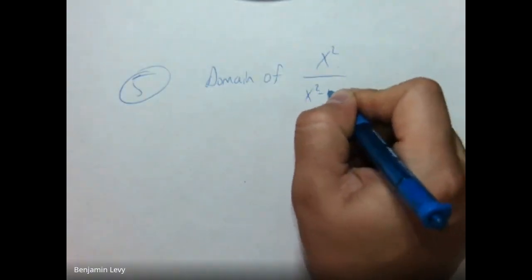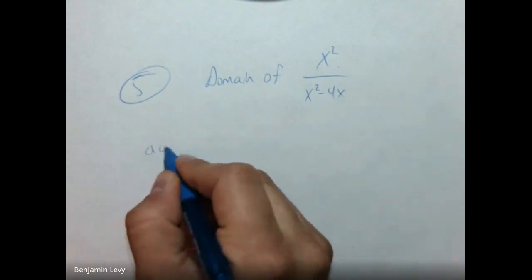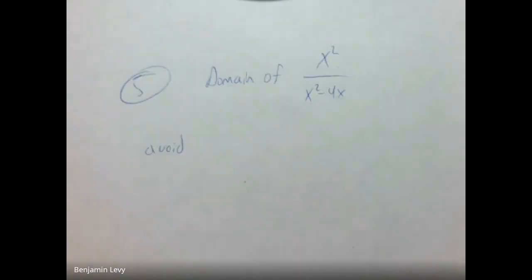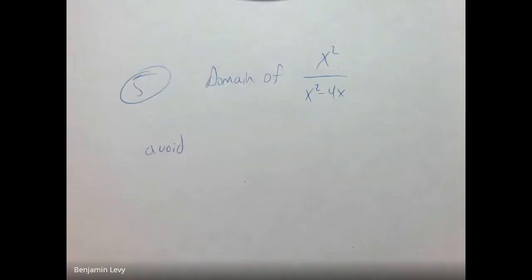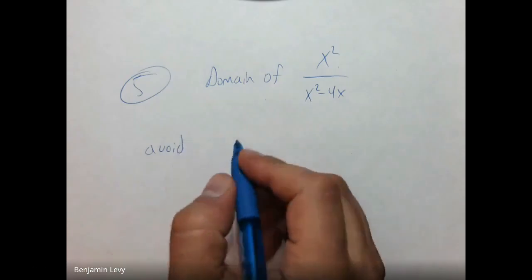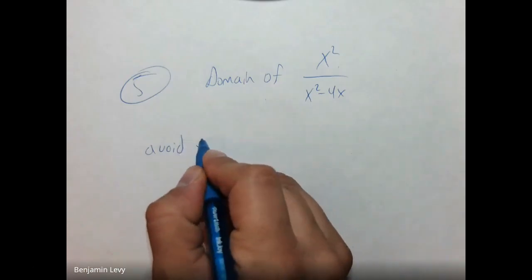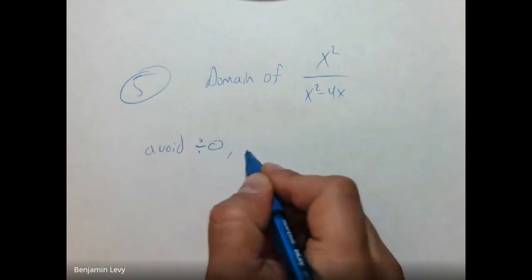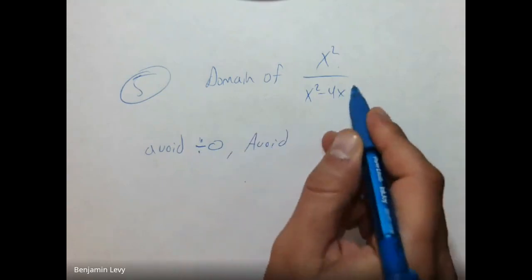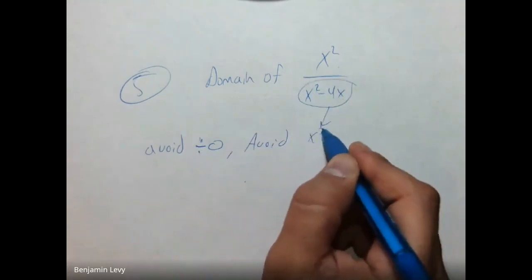So what are we trying to avoid here? Square roots and negative and 0. What about 0? Can't be equal to 0. What can't be equal to 0? The denominator. Right. Yeah, so in this particular problem we want to avoid dividing by 0, which means we need to avoid the denominator equaling 0.